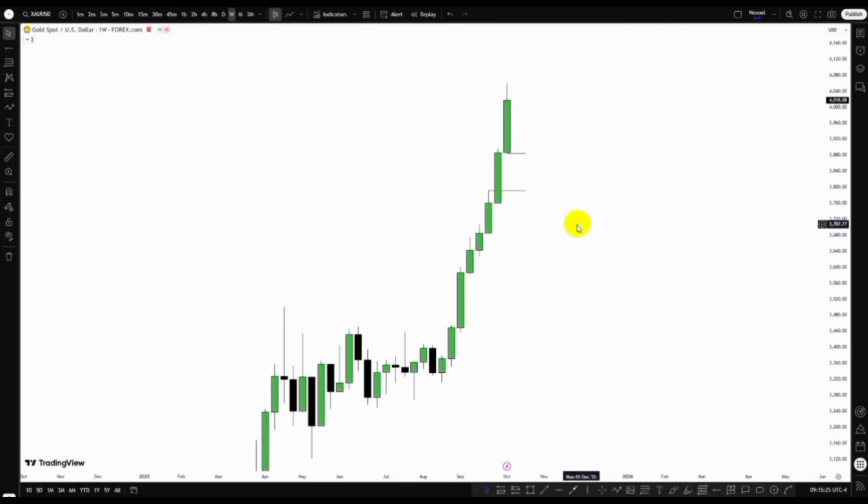What we can clearly see in gold is that gold has been giving us new all-time highs. Gold has been trading bullish to the upside. So this is the weekly time frame. Since last year, we've been having a bullish narrative in gold. After gold broke out of this consolidation, price just continued bullish to the upside, creating new all-time highs.